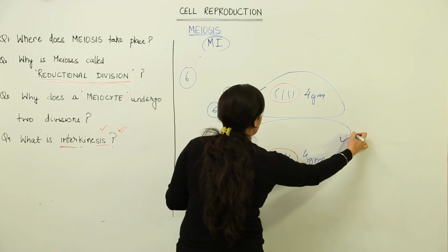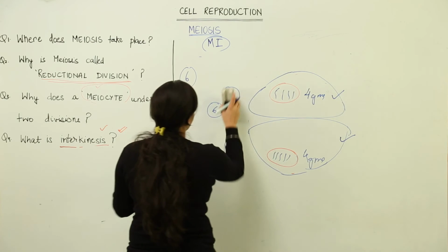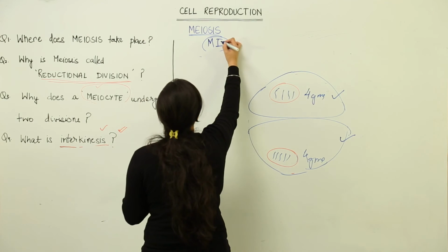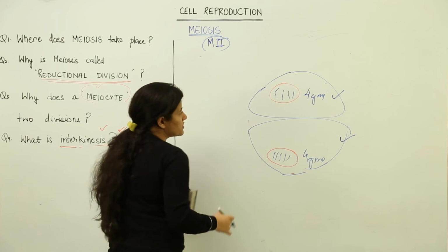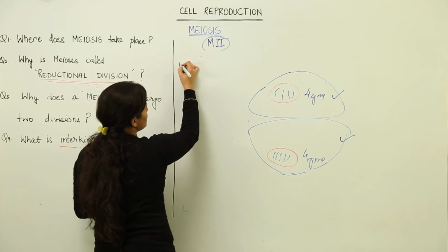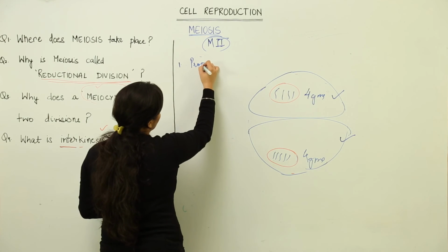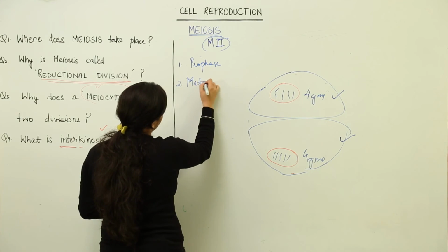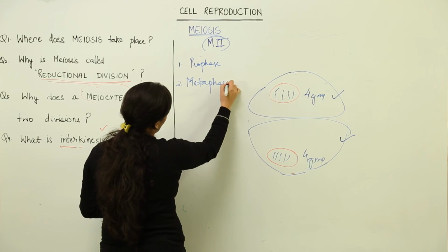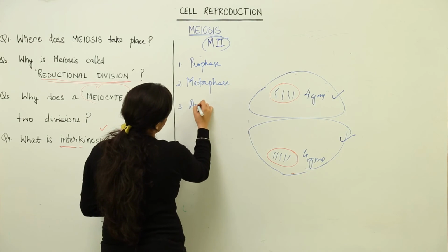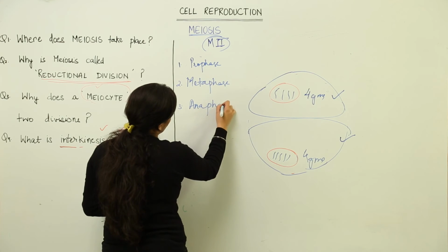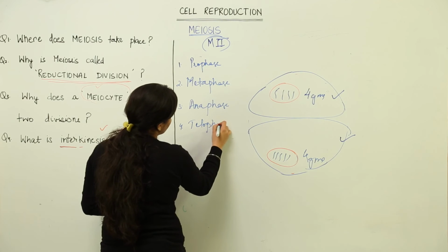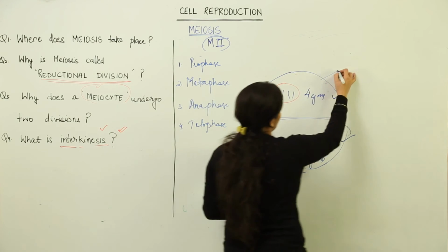Now each of these cells individually would enter meiosis 2. Meiosis 2 is as simple as meiosis 1. Again, there would be 4 stages, the same way: prophase 2, metaphase 2, anaphase 2 and telophase 2.